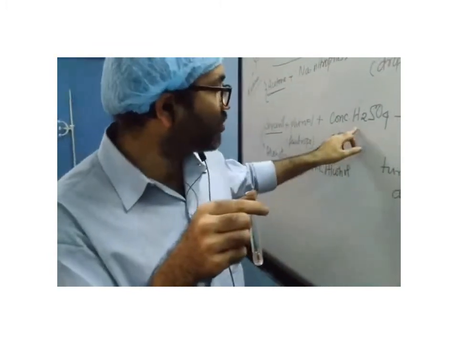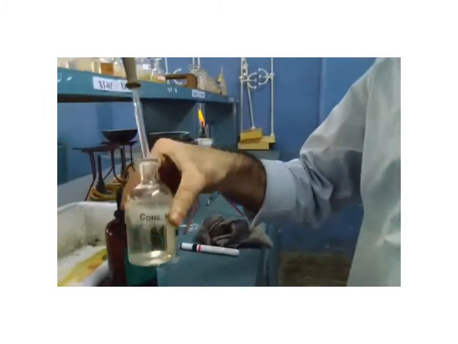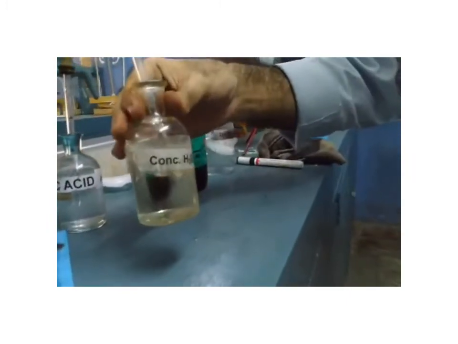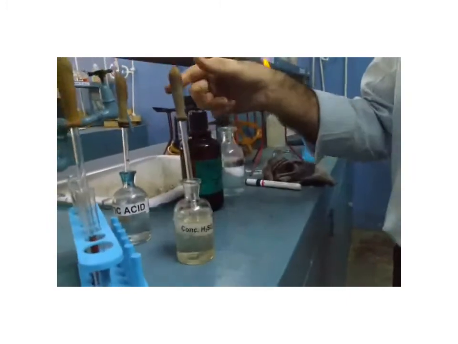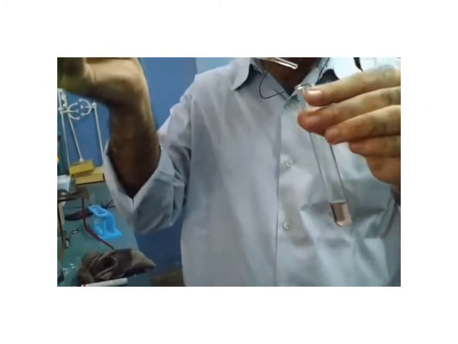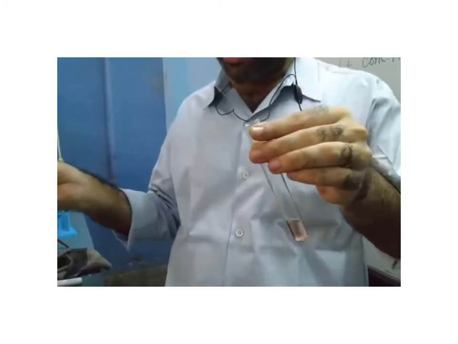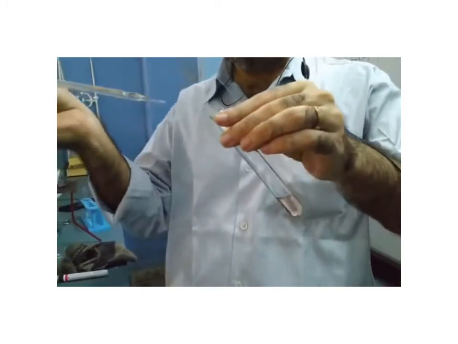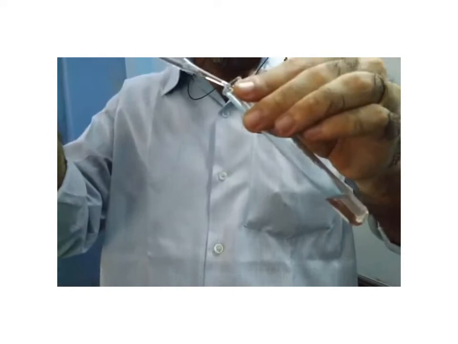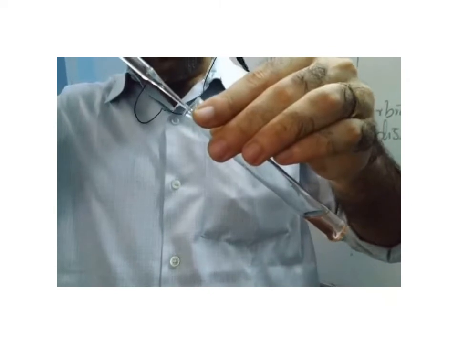So no change has happened. What next are we going to do? We are going to add concentrated sulfuric acid. As you can see, this is concentrated sulfuric acid. Now I'm going to add 2-3 drops. Always remember to add concentrated sulfuric acid along the sides of the glass test tube, or of a beaker. Don't add the drop directly over the solution itself. So this is 1 drop, 2 drops, 3 drops.